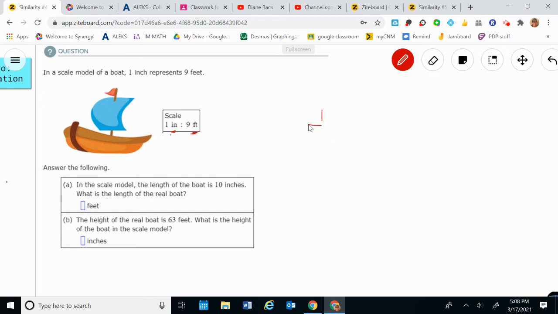So we have 1 to 9. Notice this is the inches, and we're comparing them to feet. So when we set up our proportion, we want to make sure we put inches there, feet there. Okay. It says in the scale model, the length of the boat is 10 inches. What is the length of the real boat? Now, you guys might be able to just do this in your head. Like some of you will just be able to go like, well, of course, if it's 10 inches, then it's 90 feet. But some of you guys might need to set up a proportion.